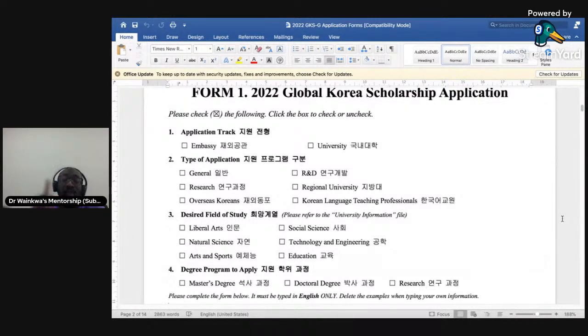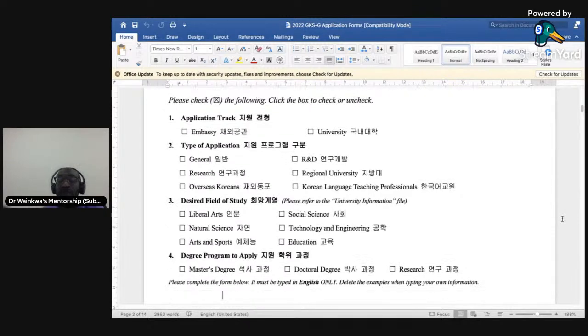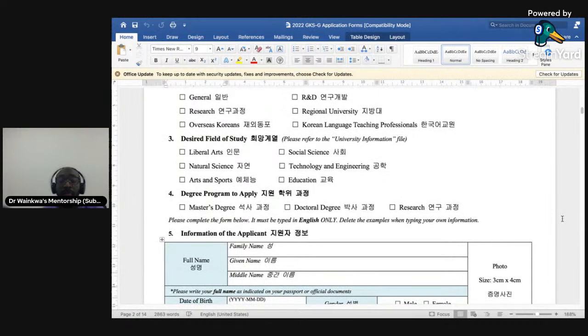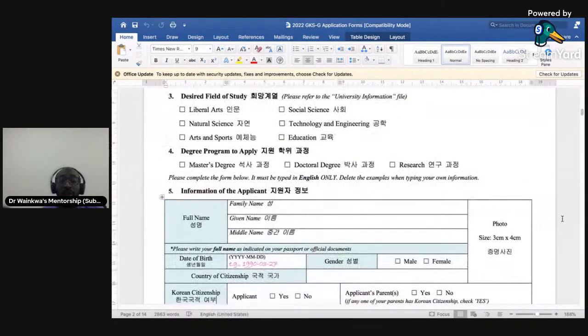So if your first language of communication is French, for example, if you're coming from the French part of Cameroon, and you type in French, nobody's gonna look at it. If you type in Spanish or in Japanese, in Chinese, nobody's gonna look at it. Type it either in Korean or in English. But here they said type in English only. So you do not need to translate your documents to Korean. Okay, information of the applicants is there.